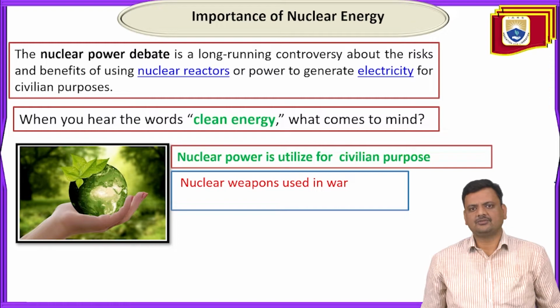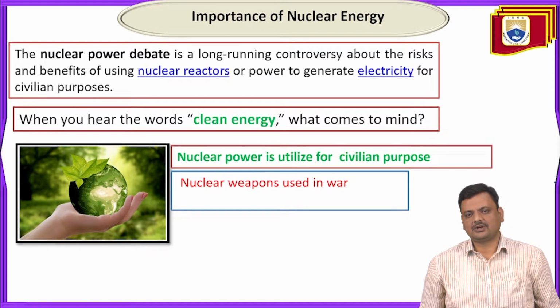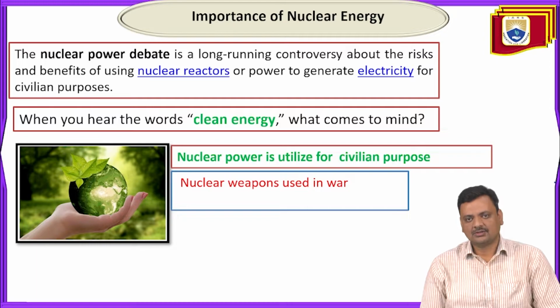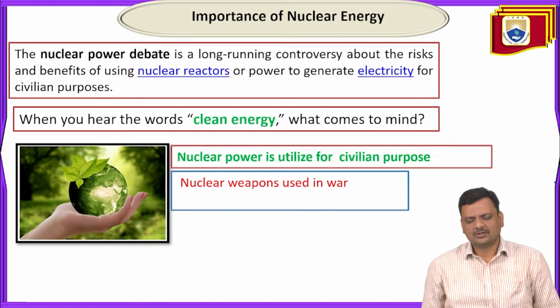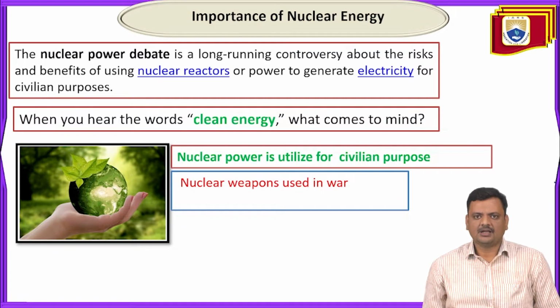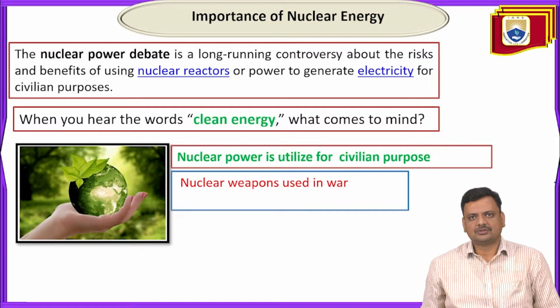Nowadays, the whole world is rushing for clean energy. Nuclear energy is one of the fundamental sources of clean energy. Why? Because it produces minimum carbon dioxide-like gases and generates maximum power. Here it is written, the nuclear power debate is a long-running controversy about the risks and benefits of using nuclear reactors or power to generate electricity for civilian purpose.